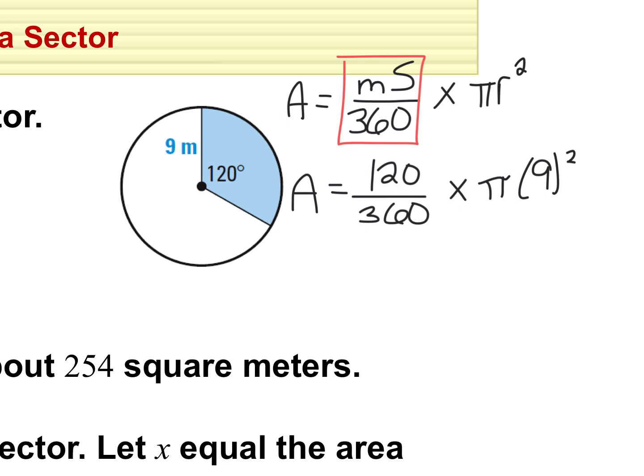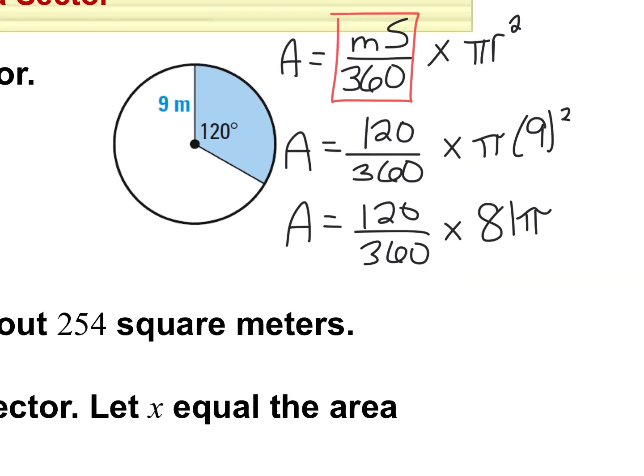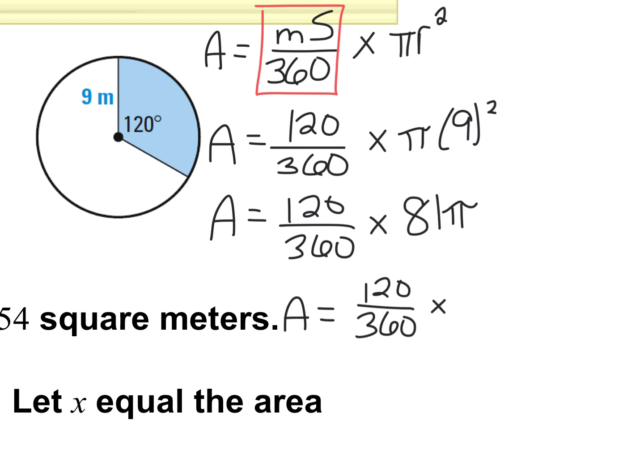Now, this is the biggest part. If you have this, you're on the right track. How do we solve from here? Figure out your area first. Figure out that part first. So if I have 120 divided by 360, what's 9 squared? 81 times pi. What's 81 times pi? 254. Okay.